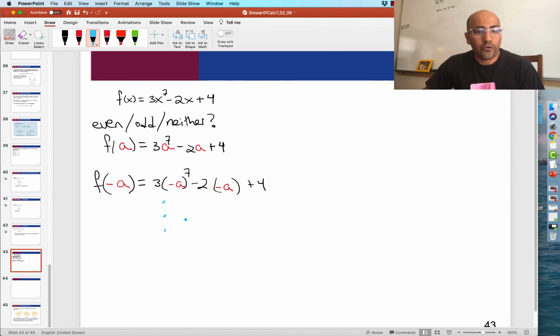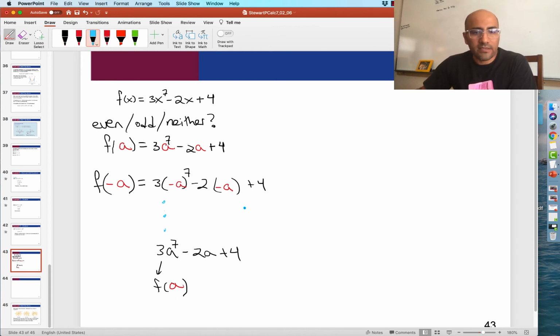You'll end up with a new polynomial. Your goal is to see if that polynomial ends up giving you exactly this one, after a bunch of simplifications. Does it equal 3a to the 7th power minus 2a plus 4, which would mean that it equaled f of a? This would be a case where you plug in negative a and the whole thing simplified to give you f of a.